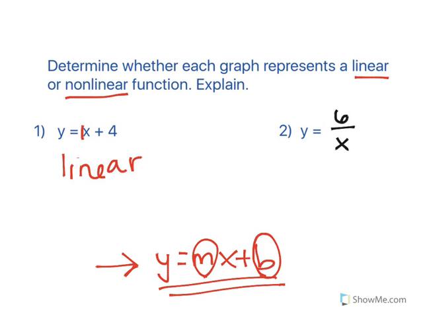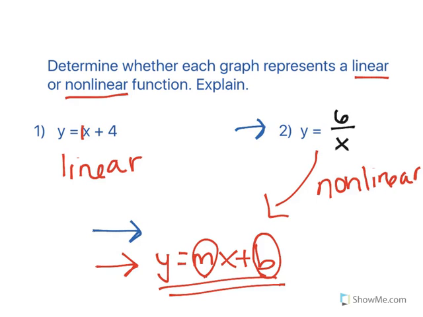Okay, so then we have y equals 6 divided by x. Now, right away, we've got that division sign. There's no way we're going to be able to make it into this form, so we're going to say it's nonlinear. So, again, just to recap, if you can get it into this equation, y equals mx plus b, it's linear. If you cannot, like in number 2, it's going to be nonlinear. So the biggest thing, hopefully, that you can take out of this: linear means line, or that y equals mx plus b. And a nonlinear equation doesn't have any pattern. A linear equation does. That brings me to the end of this lesson.